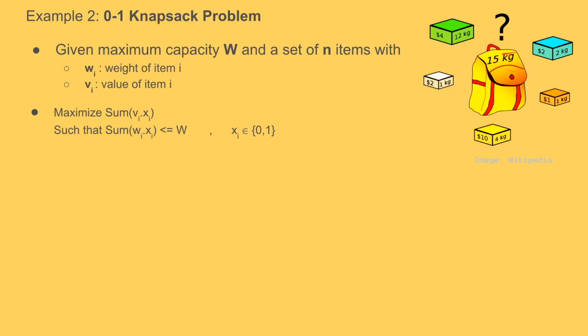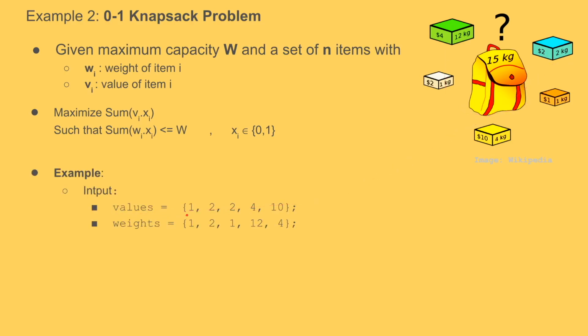So if you want to write this formally, you have a vector of weights and a vector of values, where item i represents object i, and then you want to maximize the sum of vi xi, while the sum of wi xi has to be less than your capacity. xi is either 0 or 1, where 0 represents the item is not included and 1 represents the item is included.